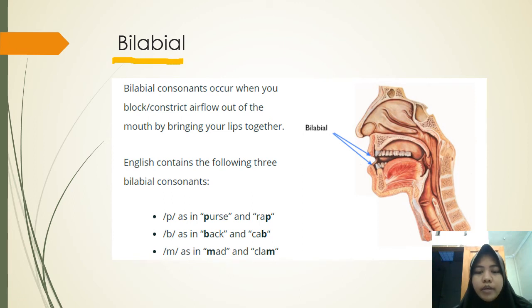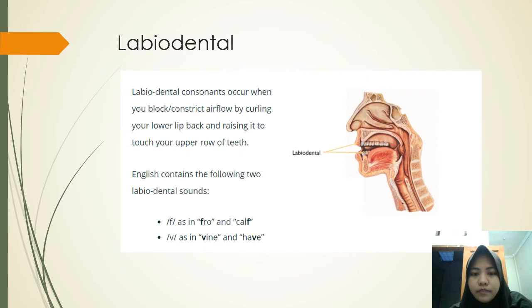Bilabial sounds occur when you block, constrict, or obstruct the airflow out of the mouth by bringing your lips together. So meet your lips together. For example, p, p, and m. So you use your lips here to make the obstruction, and it's called bilabial.